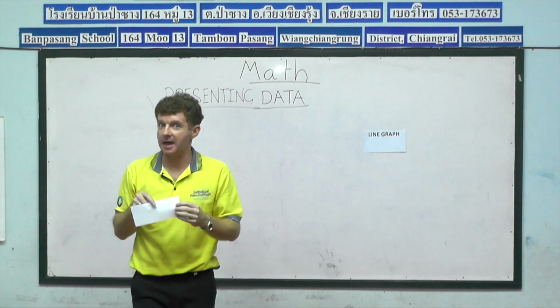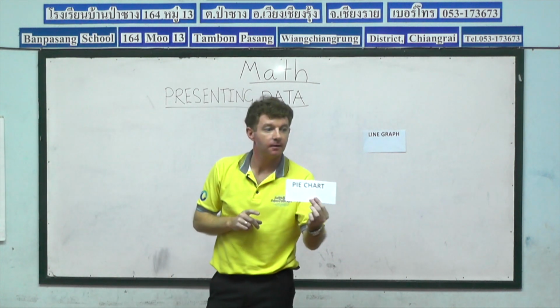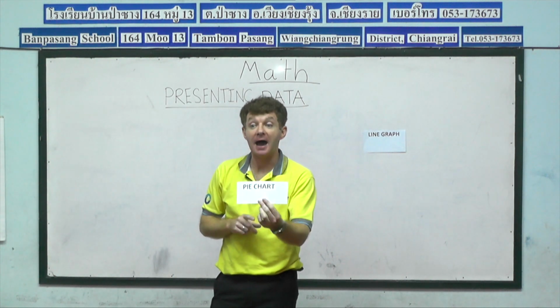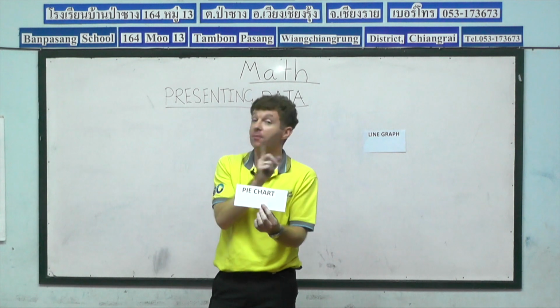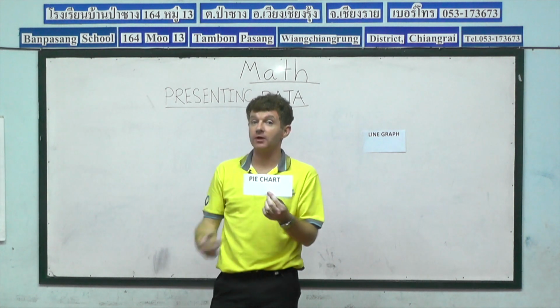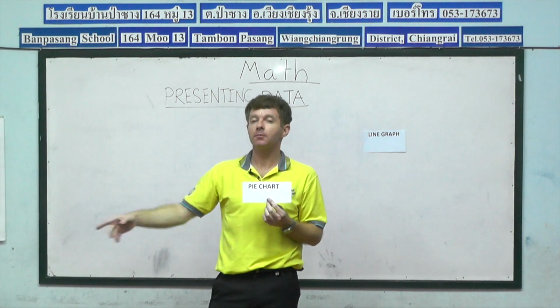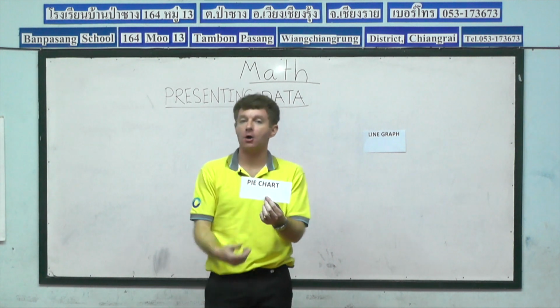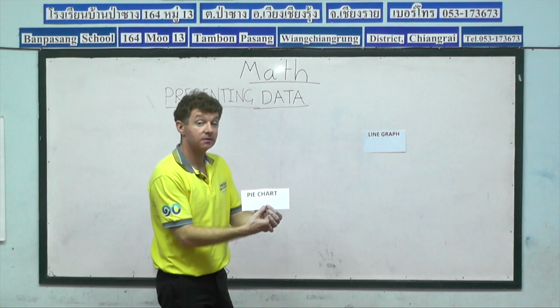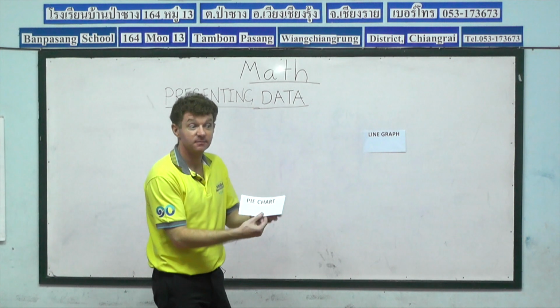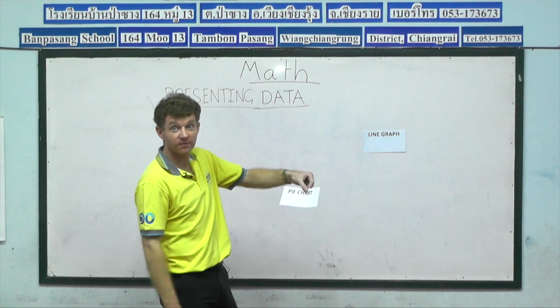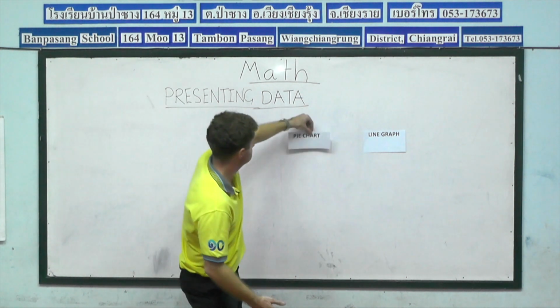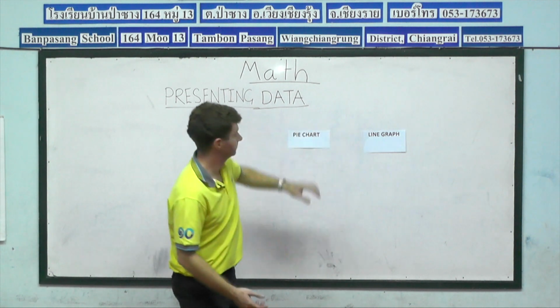This one isn't a line graph, this is a pie graph or pie chart. Actually, it does have two names. You can call it pie graph, but usually pie chart. And what does it look like? A pie. Okay, so it's called pie chart because it looks like a pie. Next one.